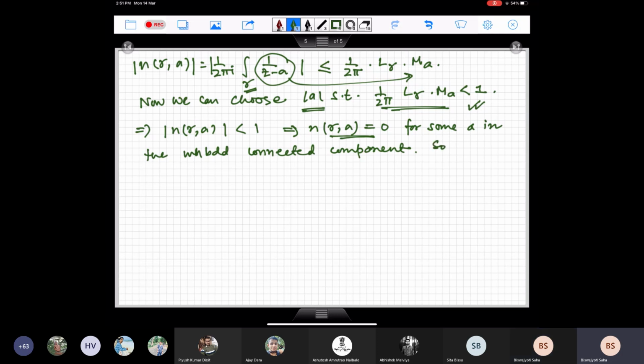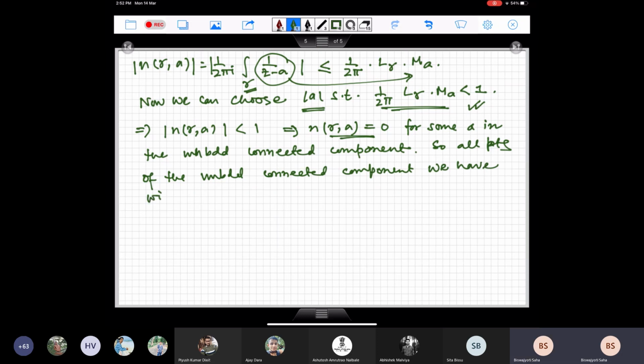So at all points of the unbounded connected component, we have winding number 0.